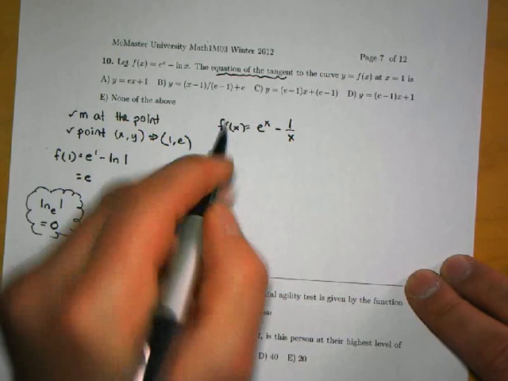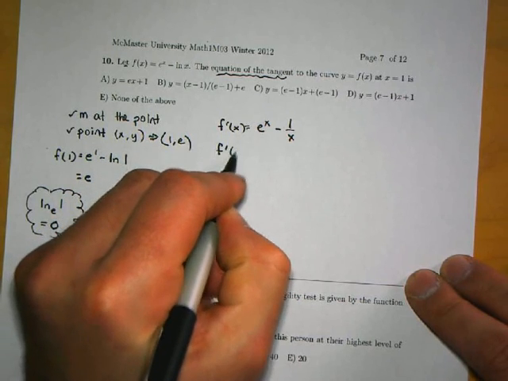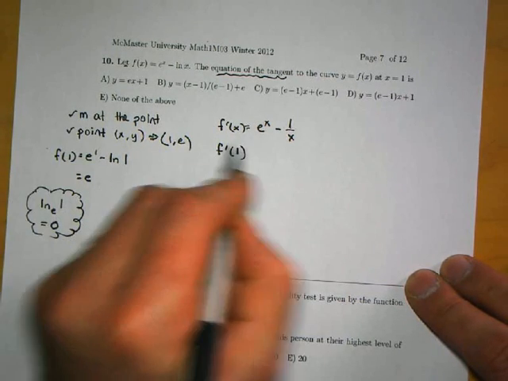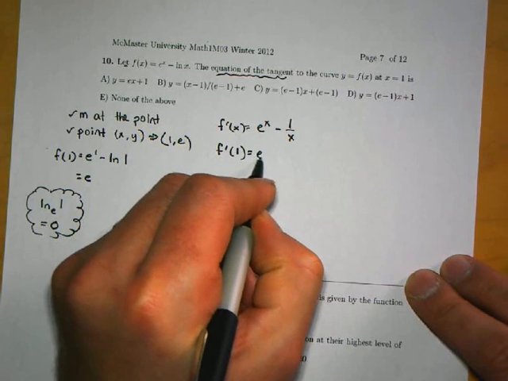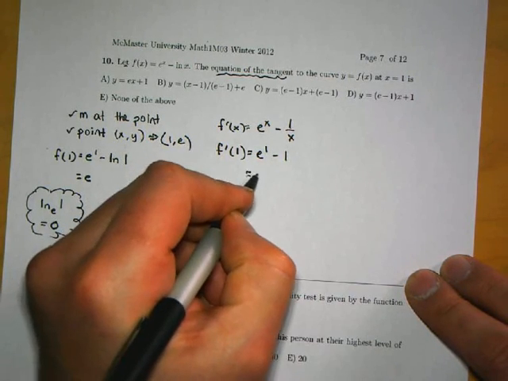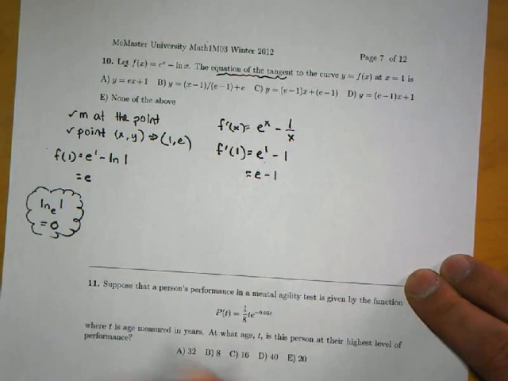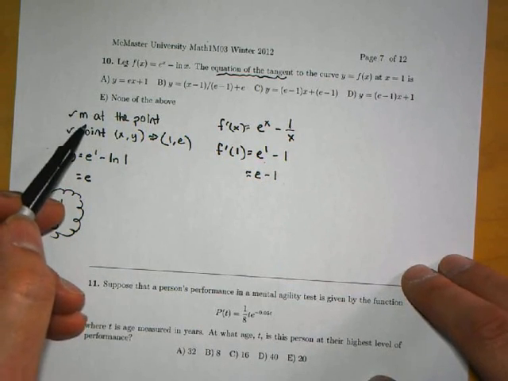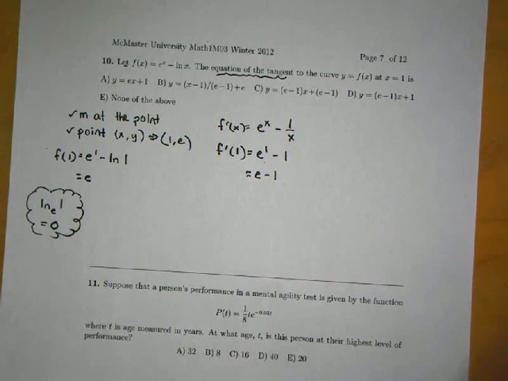Now I've got to find the derivative at 1, because that'll be the slope at the point. So what do we got? e to the power of 1 minus 1 over 1, which is just 1, which equals e minus 1. So now I've got my slope, and I've got my point. It's time to find the equation of the line.